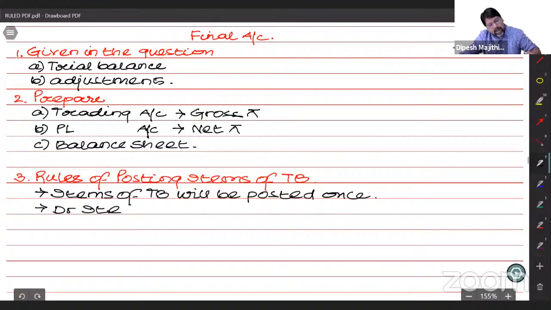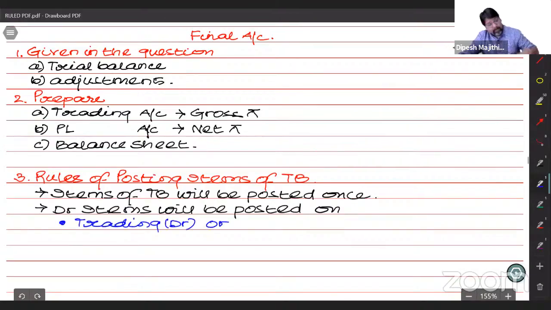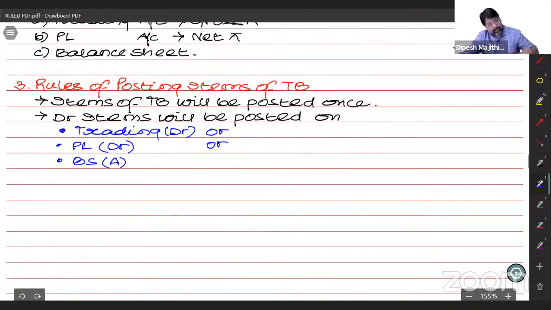Debit items will be posted on trading debit, PL debit, or balance sheet asset. Debit items of trial balance will be posted in trading debit, PL debit or balance sheet asset.